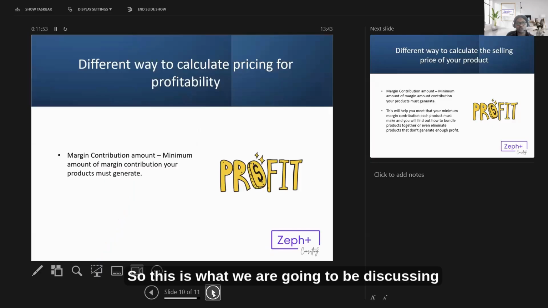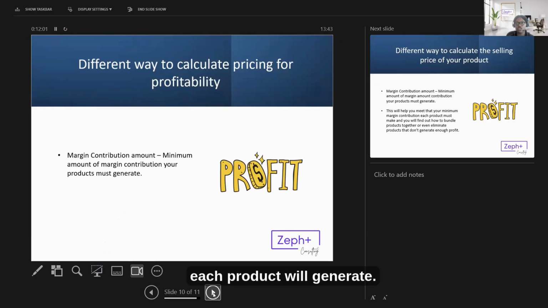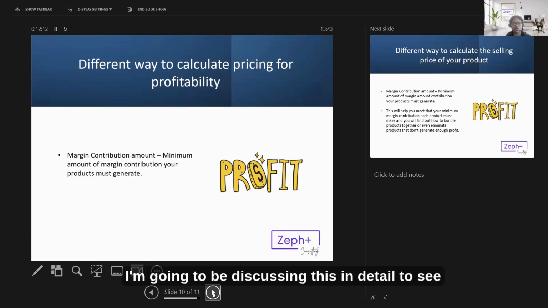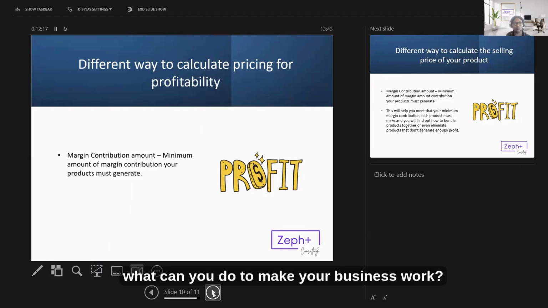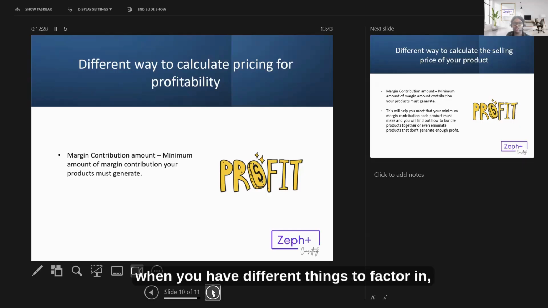This is what we are going to be discussing next week. It's called margin contribution amounts. What we look at is the minimum amount of margin contribution each product must generate. That is how you need to be thinking of calculating your pricing, to help you be profitable. Next week, we're going to be discussing this in detail to see, if you're this guy, what can you do to make your business work? But if you're already on the right track, that's perfect. So always think about profitability when you're doing your business, especially when you're selling online, when you have different things to factor in. Make sure you're getting all those costs properly.